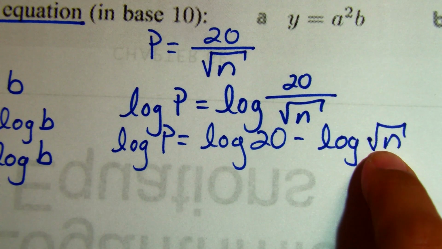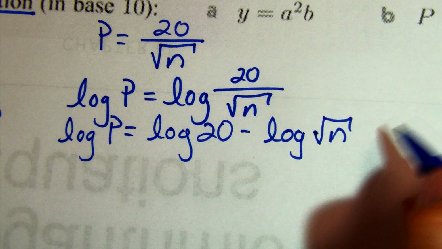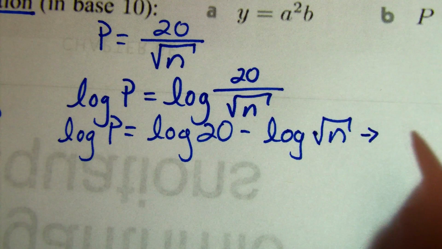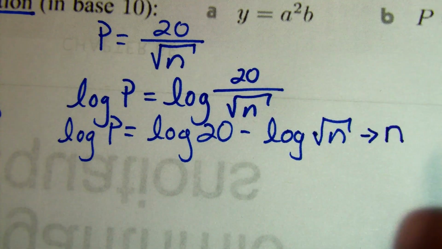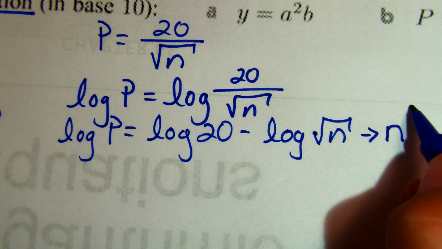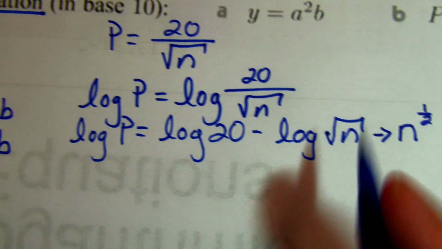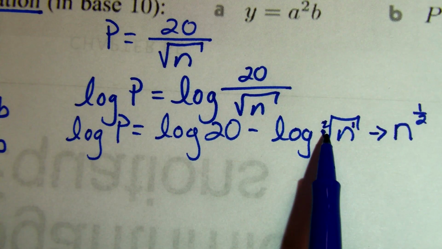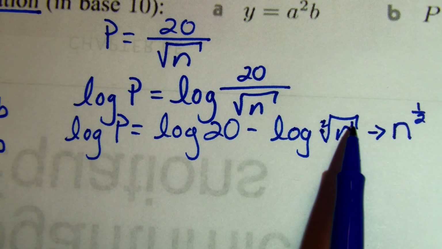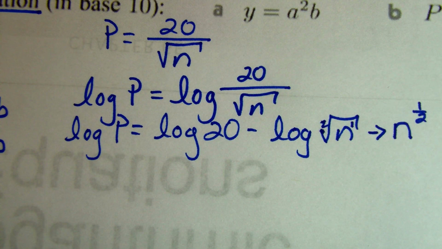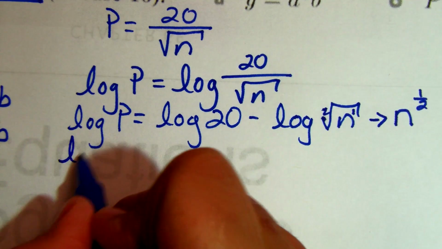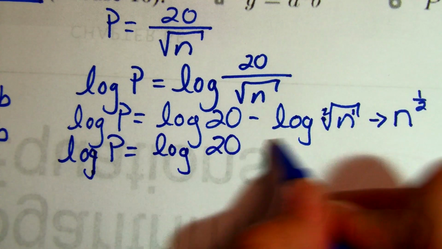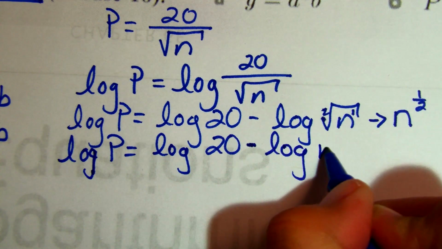This square root can be written as... Does anybody remember what I can rewrite this as? N to the what? Yes, 1/2. Because remember that I can rewrite this to have a fractional exponent. I gave you that on your do now, right? So then this becomes log of P is equal to log 20 minus log N to the 1/2.